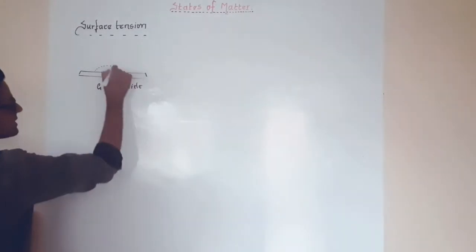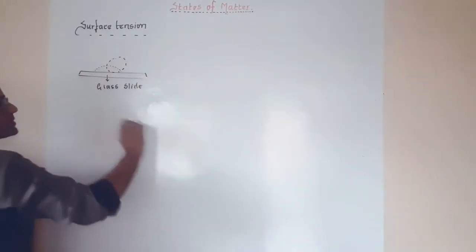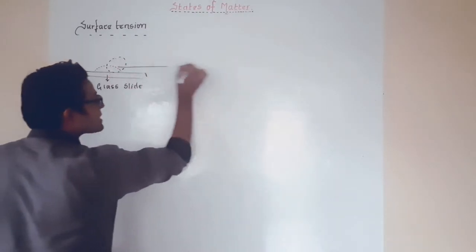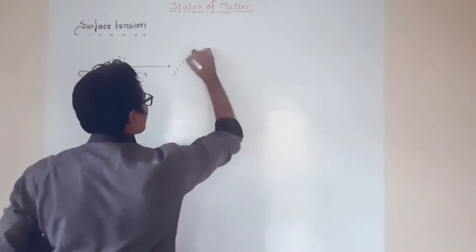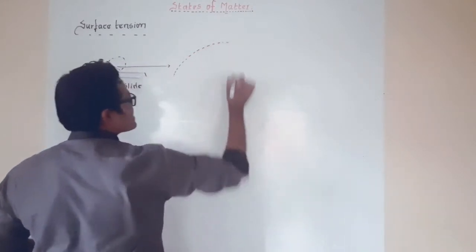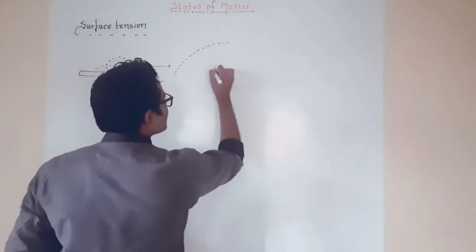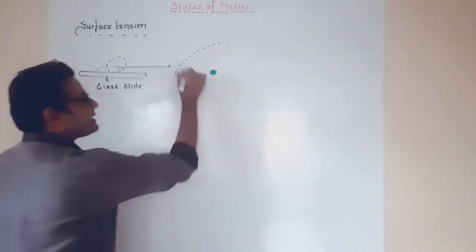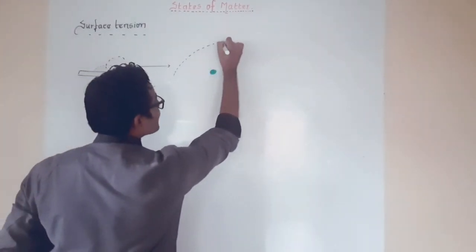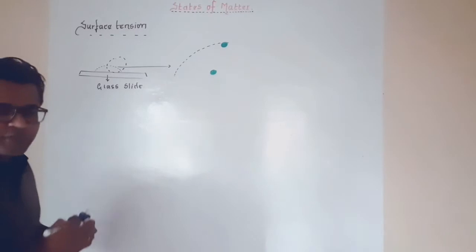Now, let's consider two conditions in this drop. When we magnify it, what we have is a surface, correct? Let's consider a molecule inside the water and a molecule on or near the surface of this water. These are the two conditions, right?